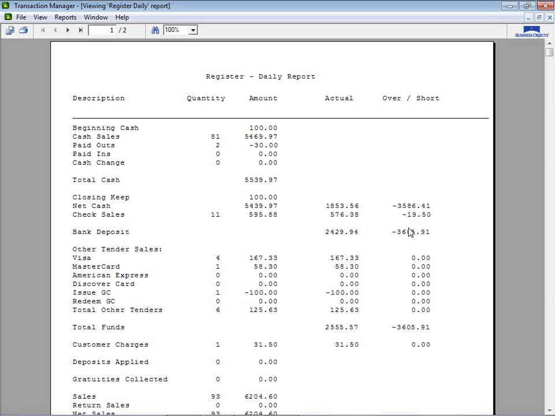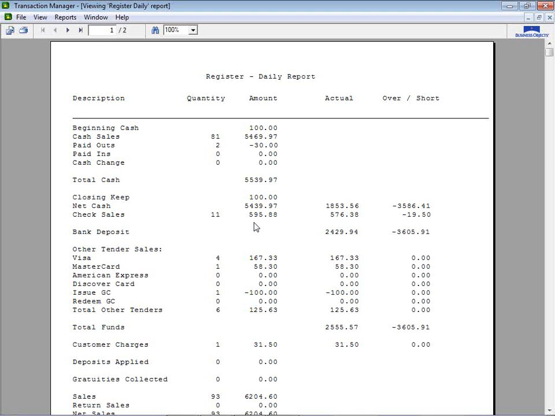But normally these numbers will hopefully be closer to in balance. In fact, hopefully they're completely in balance and your over shorts are 0 and your actuals exactly match the amounts. But it doesn't always happen that way. Sometimes people are stealing, and this is a report that will help you catch that.